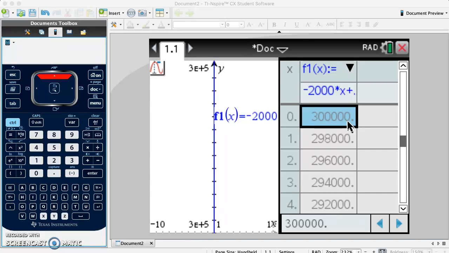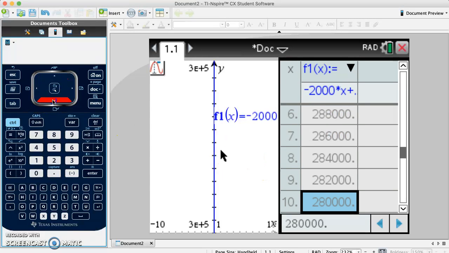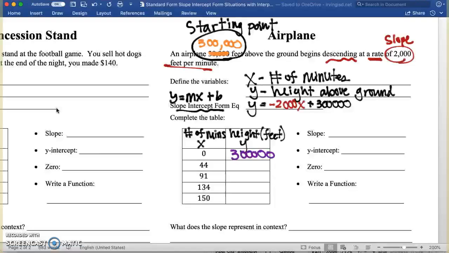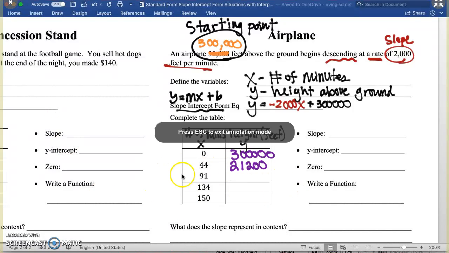And then my next value, if I want to get to 44, I can't just type in 44 like I would on the graph. I actually have to scroll down to 44. Now you can hold down the button and it will scroll down pretty quickly. You just don't have to punch the button or do anything that would damage the calculator. So 44 is going to be 212,000. And I'll let you complete the rest. So this you should be able to do. That's not something that is going to be difficult for you.